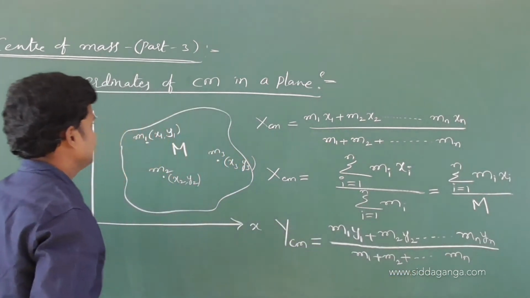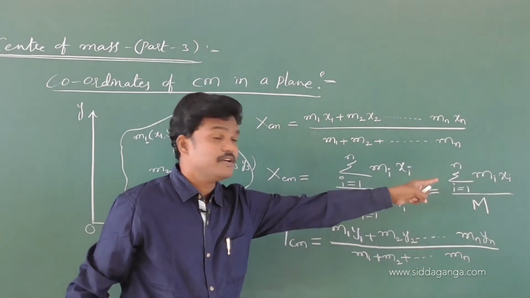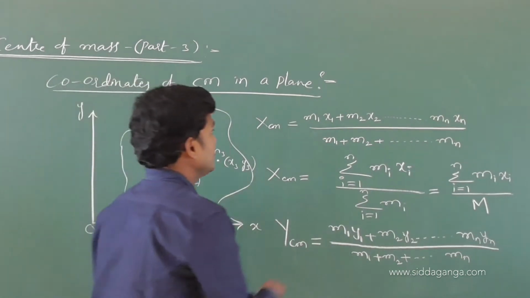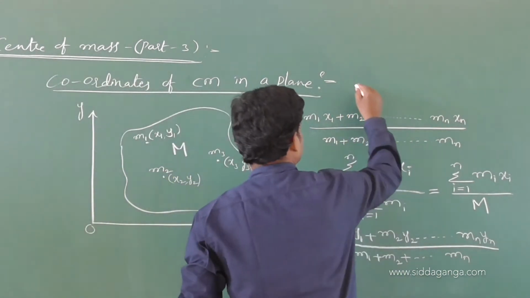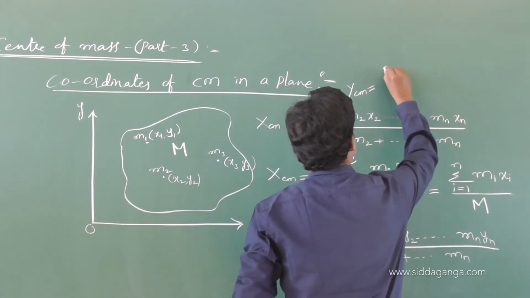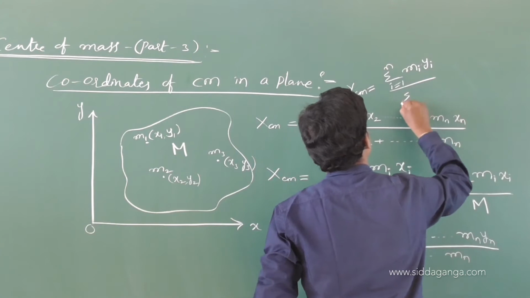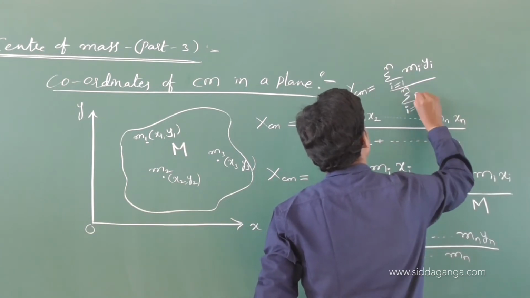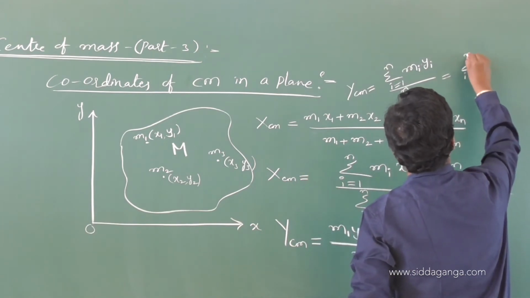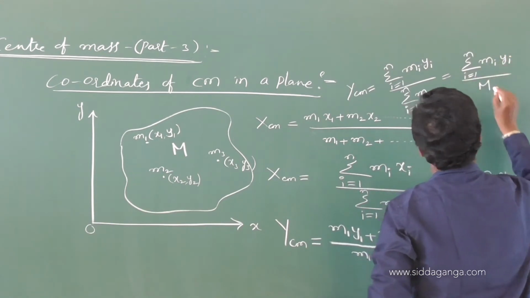Similarly you can write YCM also: summation of i is equal to 1 to n of mi yi by the total mass. Here let me write it based on the space. YCM is summation of i is equal to 1 to n of mi yi by summation of i is equal to 1 to n of mi, and this can be written as summation, that is sigma mi yi, by the total mass.